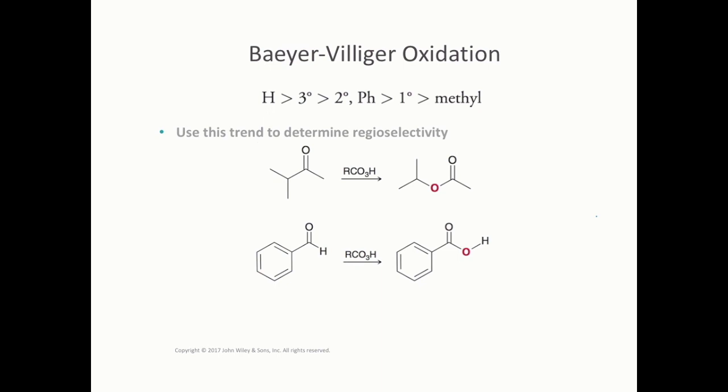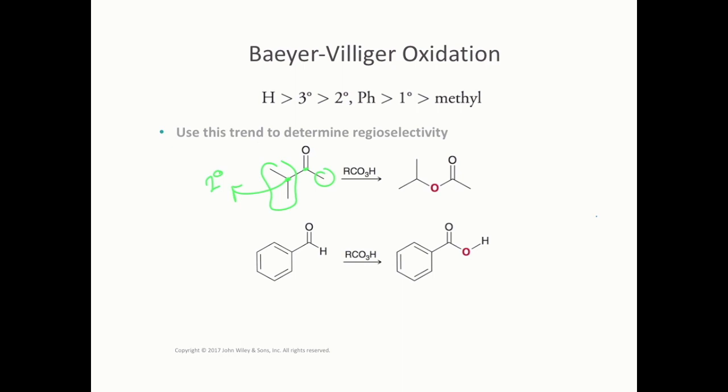Let's use this trend to determine products. So here we have a ketone with an isopropyl group on the left and a methyl group on the right. So this isopropyl group would be secondary because this carbon is connected to 2 other carbons. In this analysis, you just want to look at the alkyl groups. Don't say, oh, that's tertiary because it's also attached to the carbon of the carbonyl. We're just focused on the alkyl group itself.